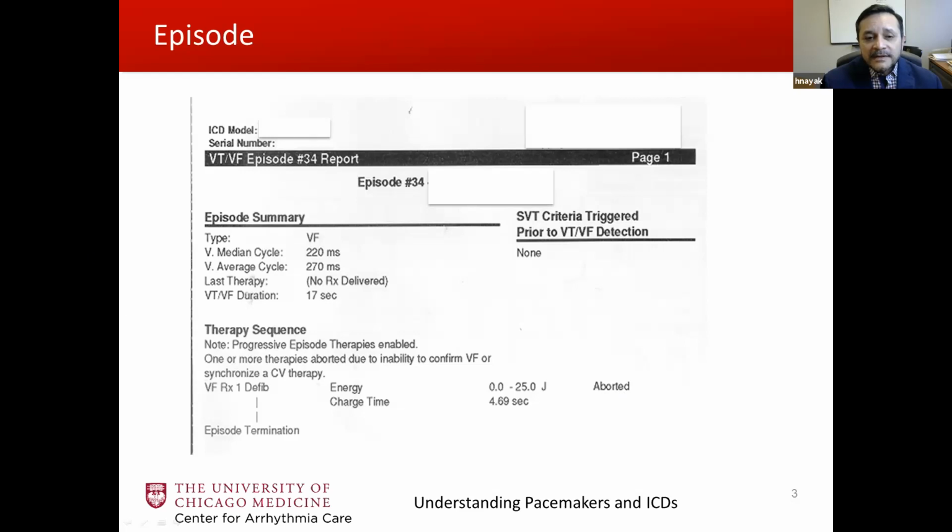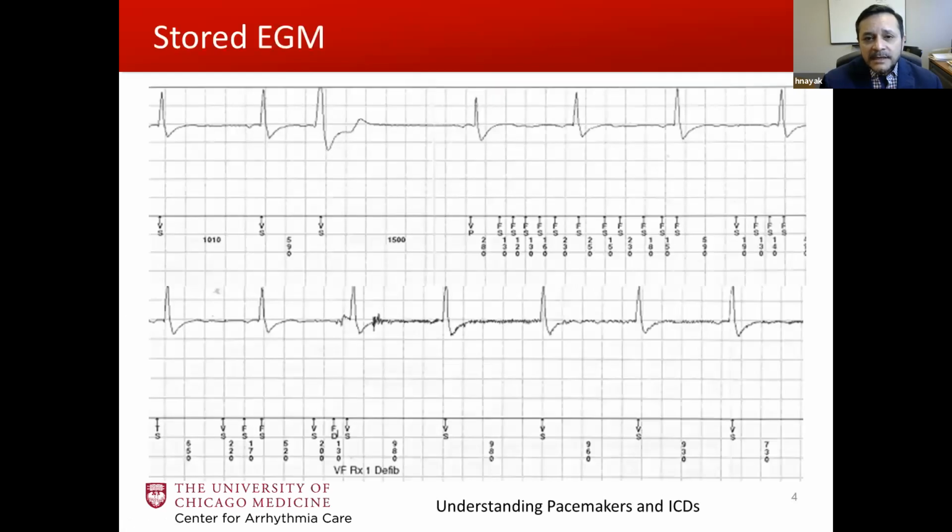So let's go ahead and take a look at the electrogram in question. You can see the stored electrogram here. Here are the complexes, and this is the marker channel. So this is what the device is actually interpreting and seeing. You can see here that these are what we call fast senses. Pay attention to these coupling intervals here. And this is the aborted shock over here.